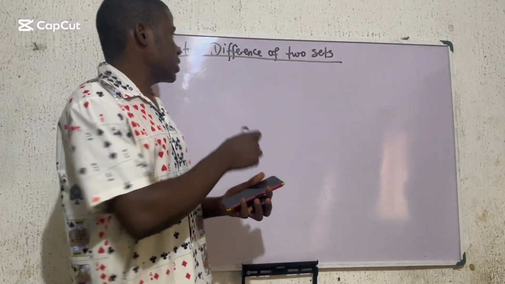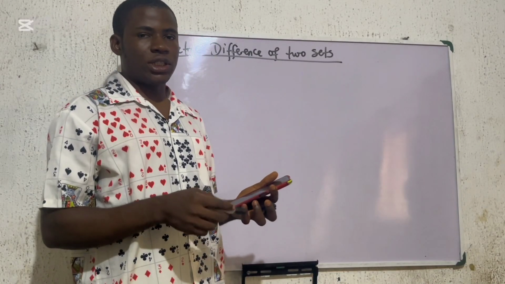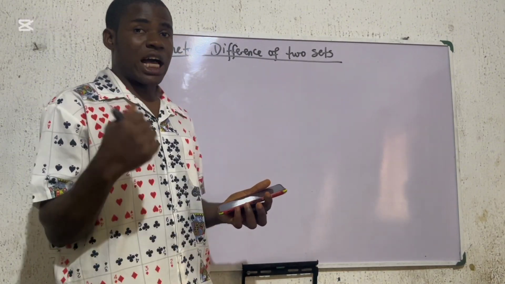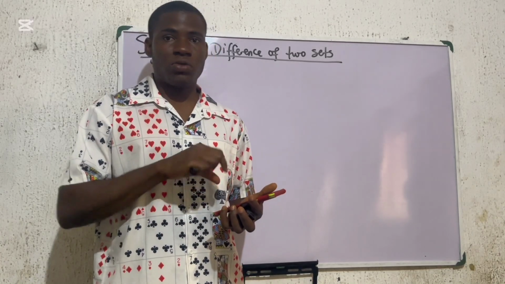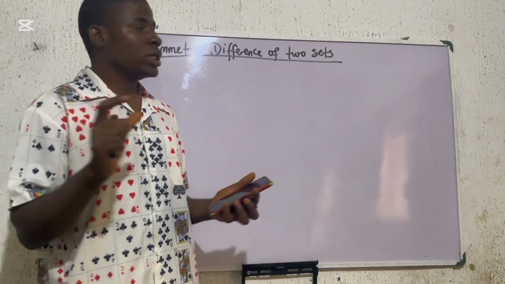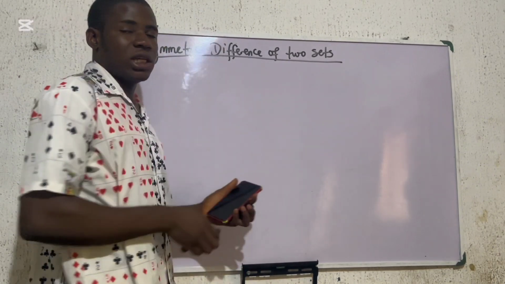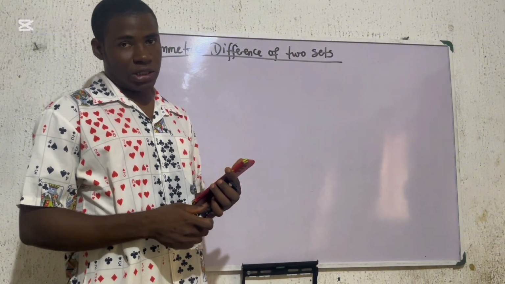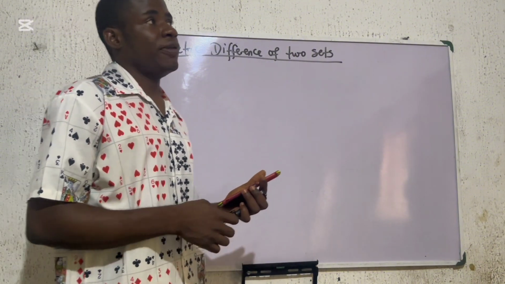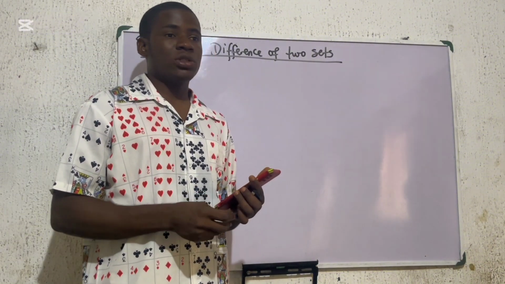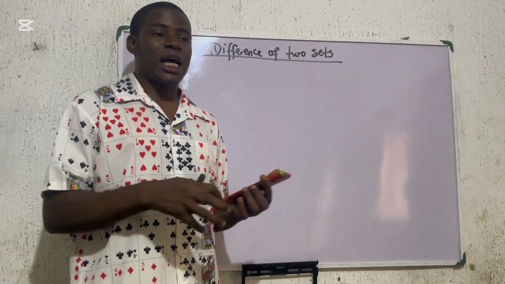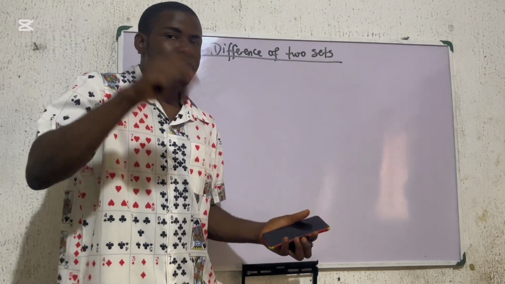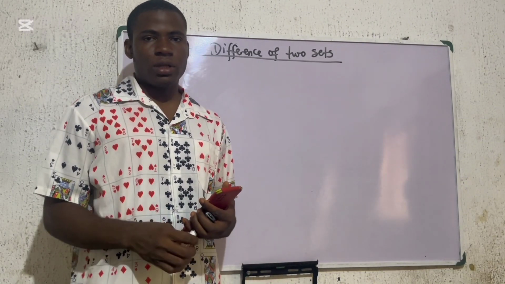Hello, we're looking at symmetric difference of two sets. Now, the first time I talked about difference of two sets, which is also known as relative complement. Now, let's look at symmetric difference, not just difference. Is it clear? Symmetric difference of two sets refers to the elements that are in either of the sets, but not in their intersection.